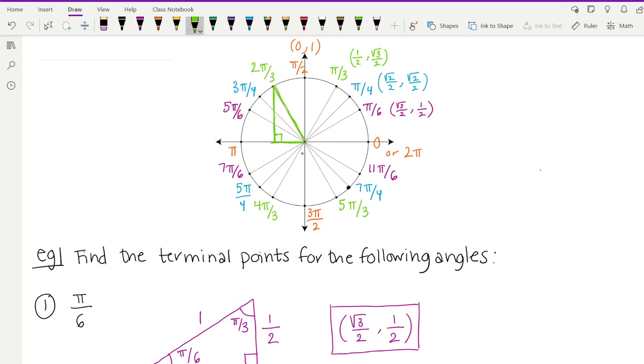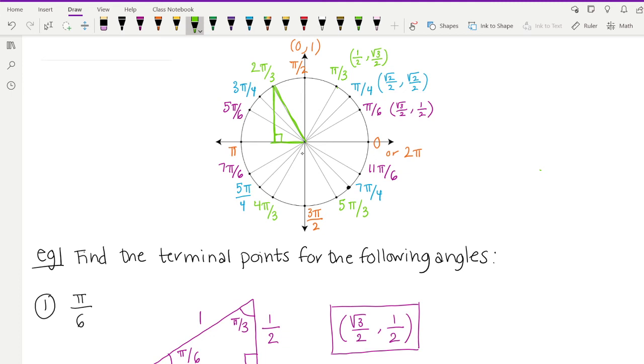Okay, so what kind of triangle is this? Well, all of the triangles that we're going to be drawing are always going to be 30, 60, 90 or 45, 45, 90, because of the angles we're working with. And you can figure out what kind of triangle it is just by looking at it. So it's not a 45, 45, 90, right? Because the 45, 45, 90s happen at the multiples of pi over 4, where the x and y coordinates are the same, where things are balanced, halfway in between the quadrant.